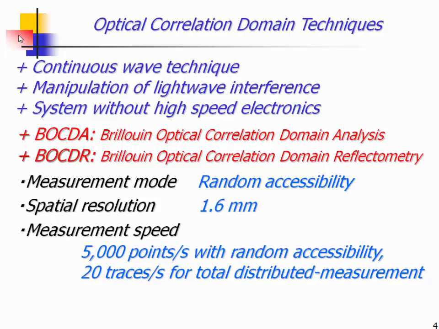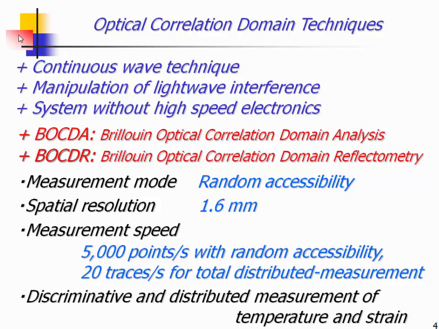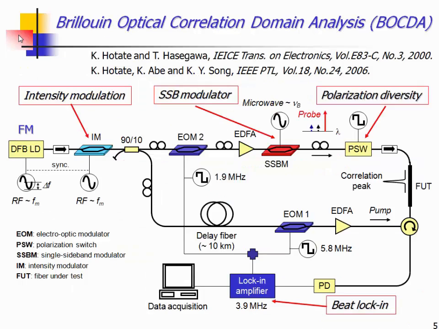The spatial resolution of 1.6 millimeter has already been demonstrated. And we are using the continuous wave, so the power efficiency is rather nice compared with the time domain technology. We have already had the 5,000 points per second random accessibility speed, and 20 traces of the fully distributed measurement have already been demonstrated. In the final part of my talk, discriminative and distributed measurement is also shown. And this is the typical system of the Brillouin optical correlation domain analysis.